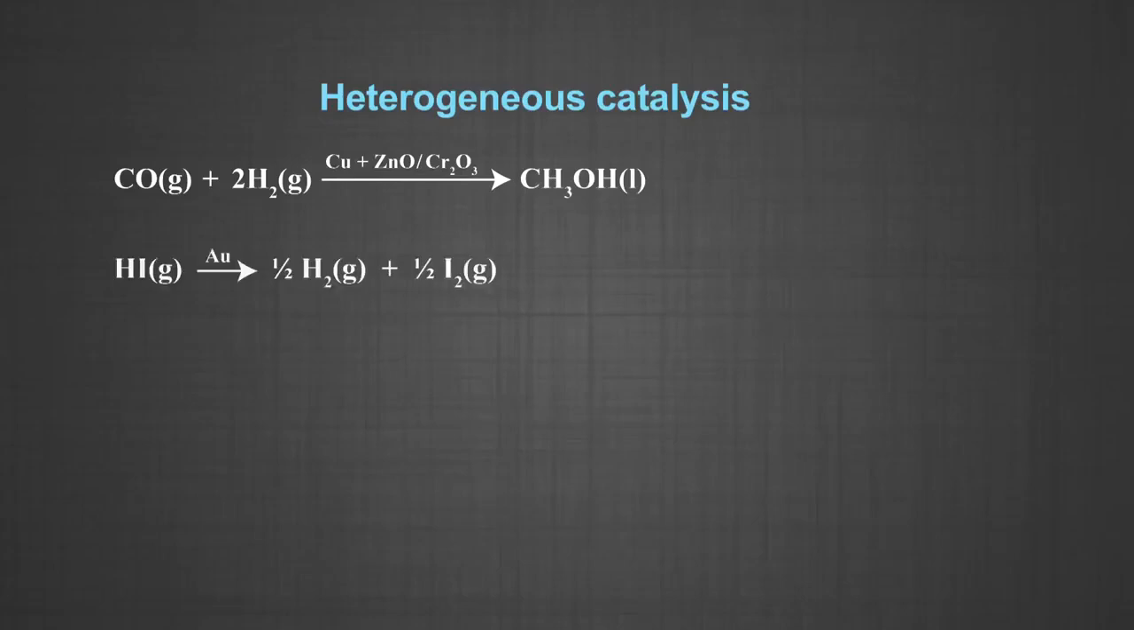Number 7, decomposition of hydrogen iodide on gold catalyst to produce molecules of hydrogen and iodine is shown in this equation. Catalyst gold is in the solid form and the reactant hydrogen iodide is in the gaseous form.